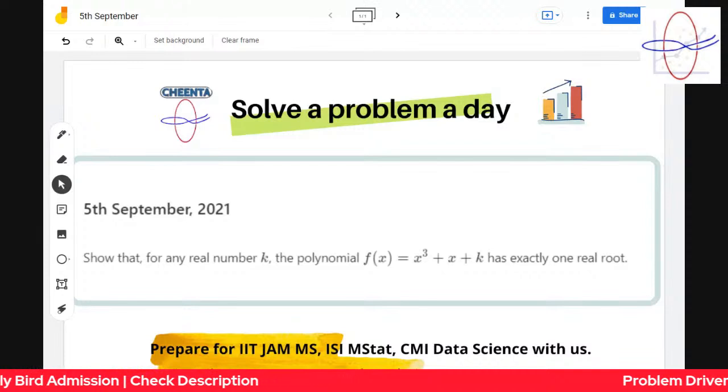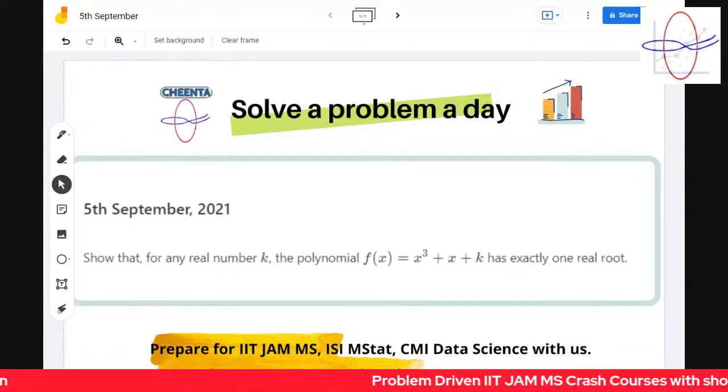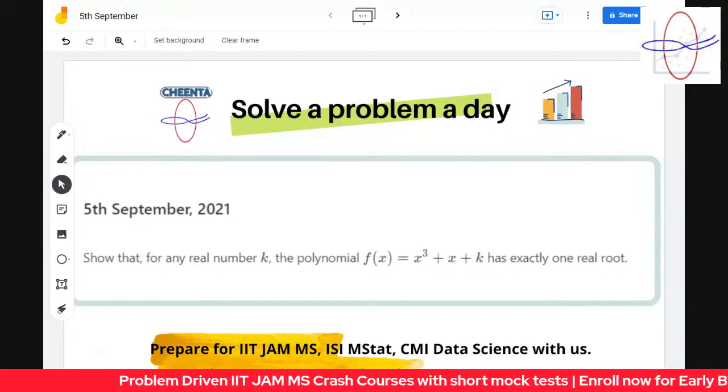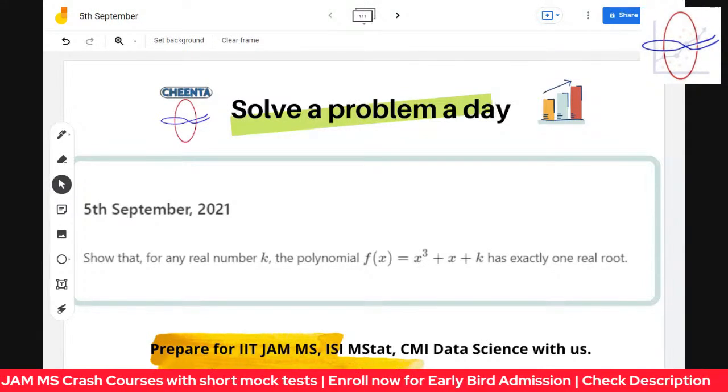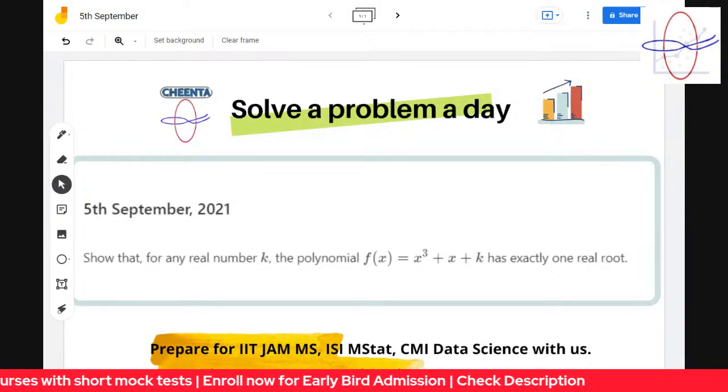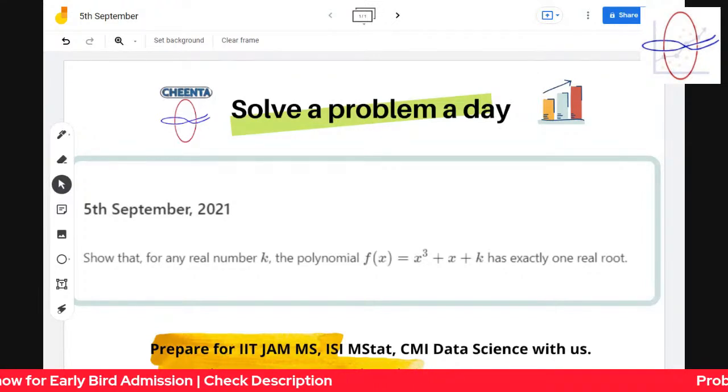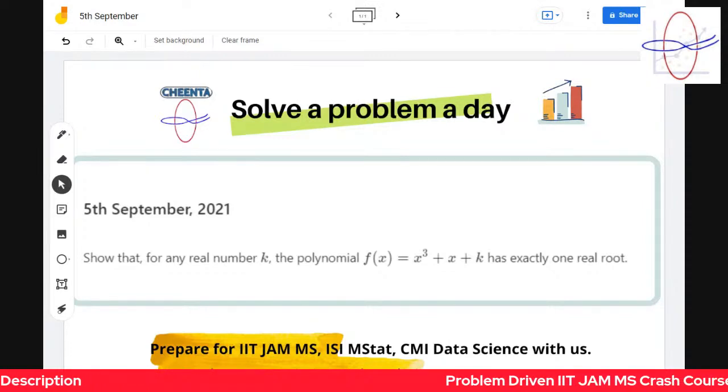And it's actually a very similar problem to a real analysis problem that we have done in the past. Solve a problem a day, and if you have not done the problem, stop the video and do this problem yourself, and then come back and check whether the solution is matching. If the solution is not matching, you can comment your own idea over here, how you approached it. Perfect. So let's get started, guys.